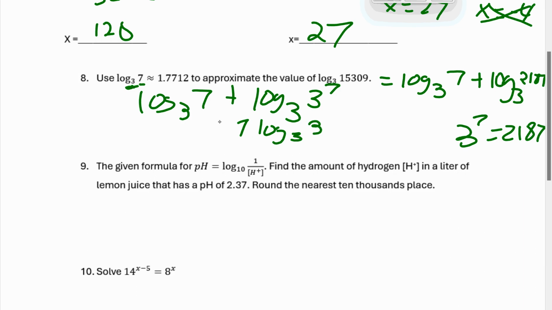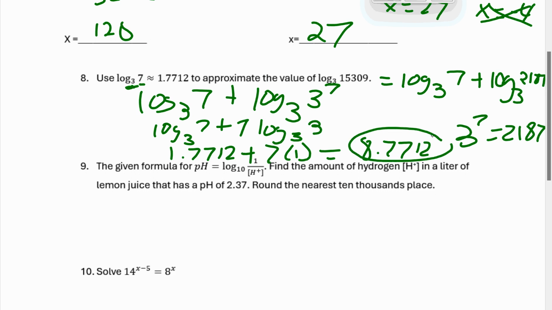And log base 3 of 3 is 1. And log base 3 of 7 is 1.7712. So that's 7 times 1. So I just get 8.7712.